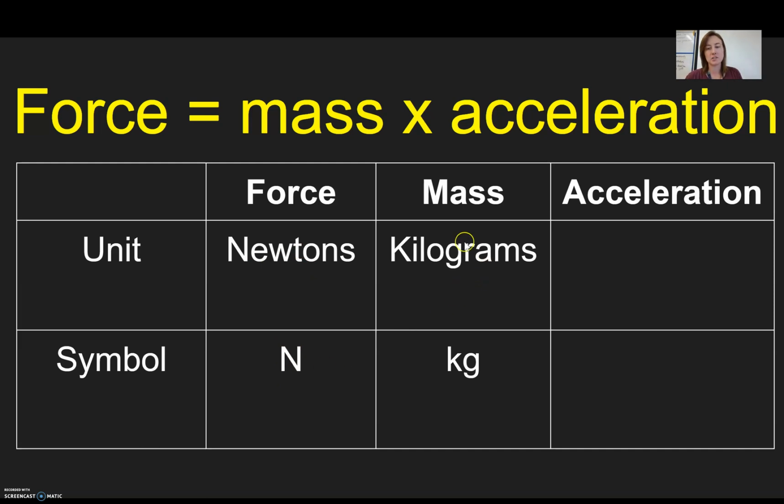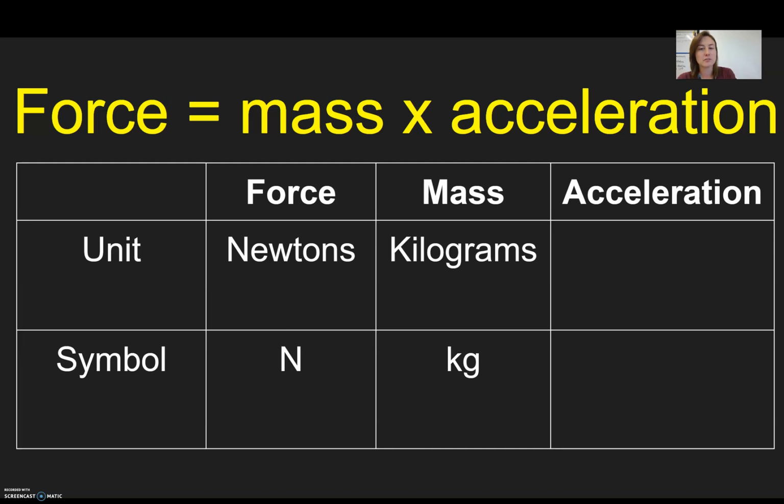We measure mass usually in kilograms. So if we're saying how much mass something has, we could say it has a mass of 40 kilograms. And kg is what we write after the number in order to know how much mass it has.